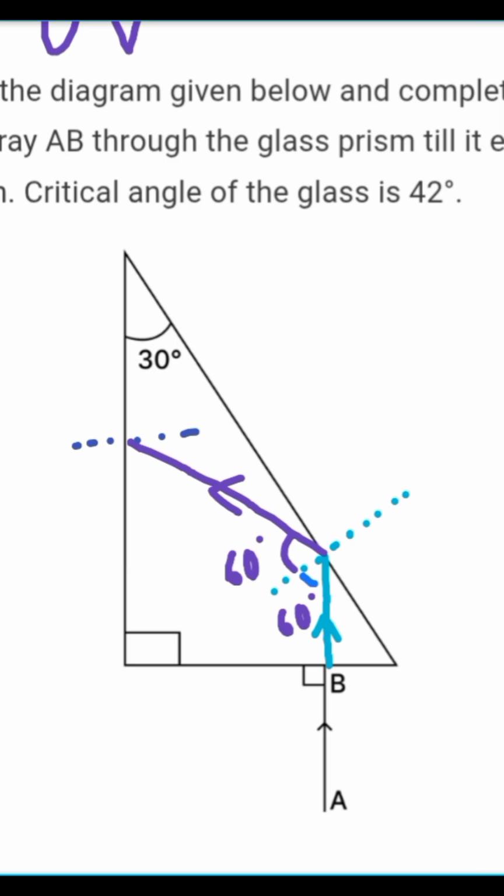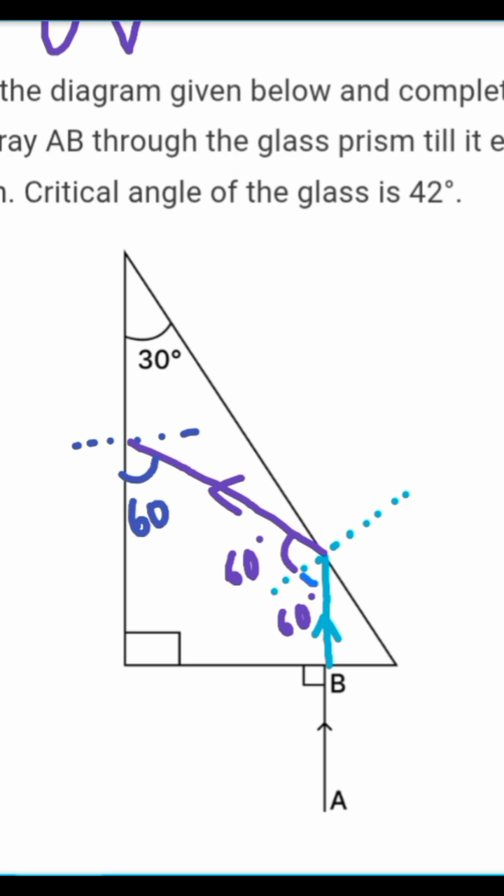Okay. Now again, how can we find out the angle at which the incident ray is striking the normal? This is 90 degree. This is 90 degree. This entire angle is 120 degree. So for a quadrilateral, let me consider this as my quadrilateral, this one. So if this is my quadrilateral, we know the sum total of all the angles of a quadrilateral is 360 degree. So from calculation, we can see that this angle is going to be 60 degree.